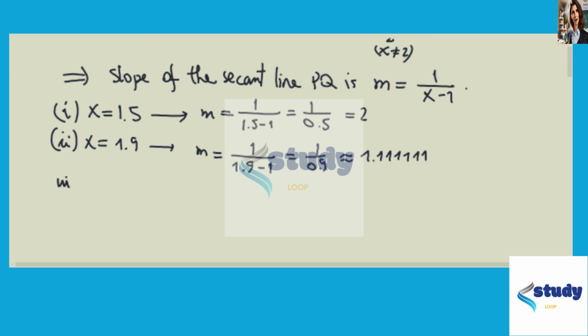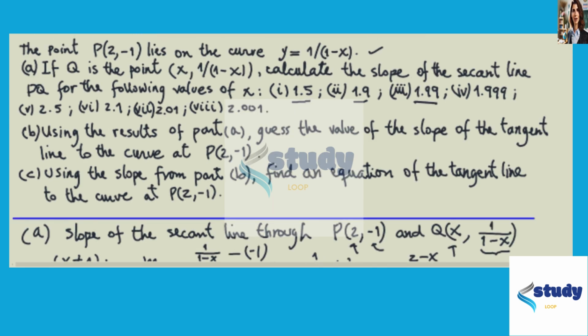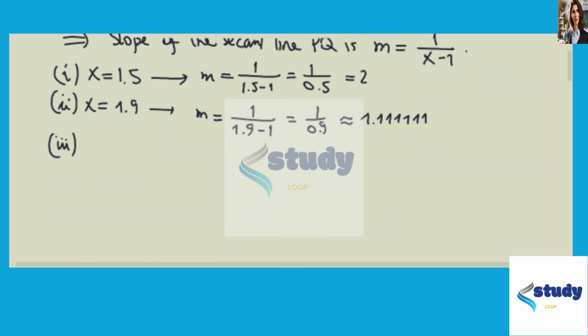Now part 3, we take 1.99, and so the slope of the secant line is 1 over 1.99 minus 1, which is 1 over 0.99, and this is approximately equal to 1.010101.